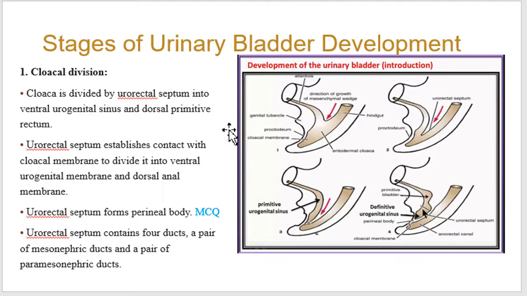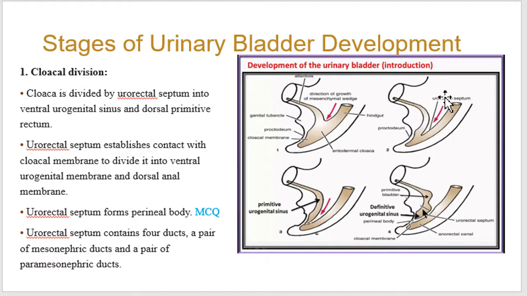Now the development of the bladder. The bladder develops from the cloaca. The urorectal septum divides the cloaca into the primitive urogenital sinus and primitive rectum. The primitive urogenital sinus is divided into the vesicourethral canal and the definitive urogenital sinus. From the vesicourethral canal, there is development of the bladder.